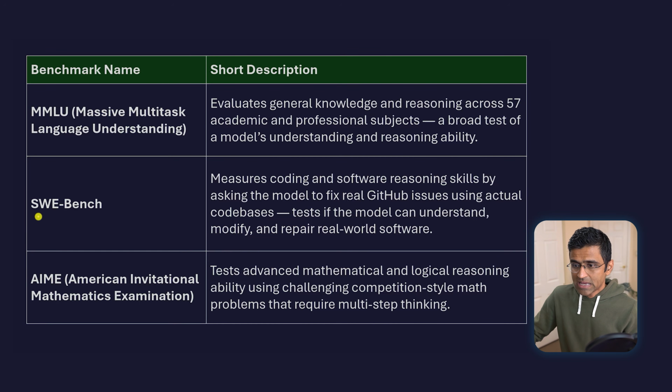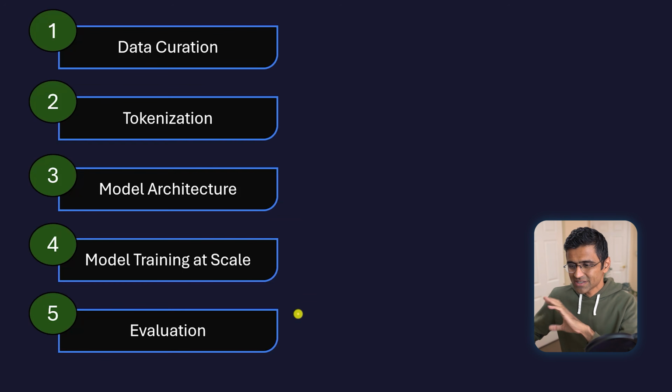For example, SWE-bench will try to judge it on its code writing capability. Then Massive Multitask Language Understanding will be used for academic and professional subjects, for its knowledge and reasoning. Then there is the math benchmark, AIME, that will evaluate the model on math performance. All right, so this is the summary of these 5 steps.